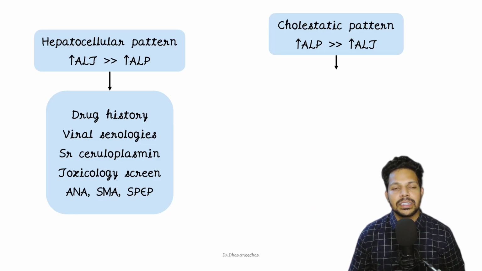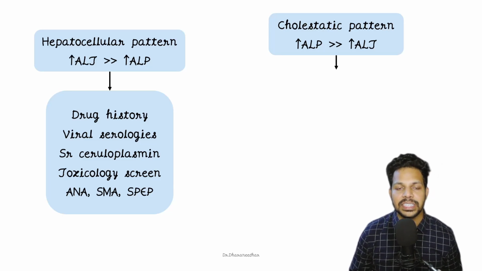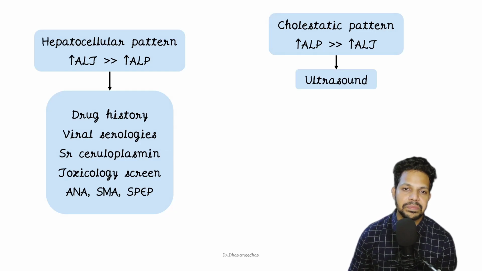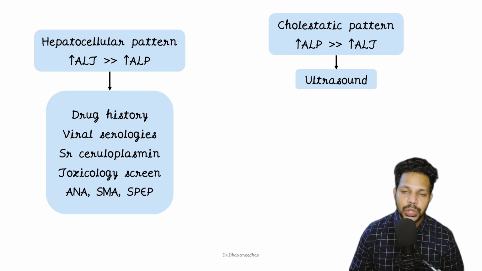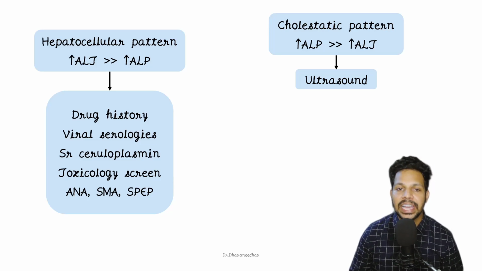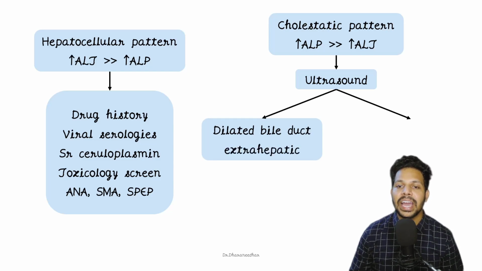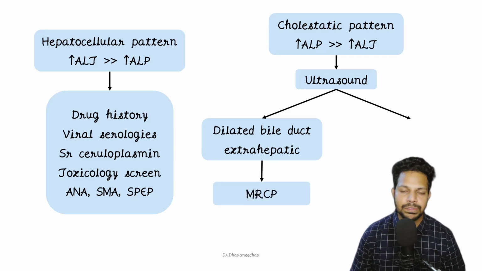And then the cholestatic pattern. If you find that there is a cholestatic pattern, it is an elevation in ALP along with 5-nucleotidase and GGT here. If the elevation in ALP is out of proportion to that of elevation in ALT, then do an ultrasound, right? In the ultrasound, you are going to look at any dilation in the bile duct. If there is a dilated bile duct, then the probable cause could be an extrahepatic obstruction, right? Then do an MRCP to find out the cause for it.